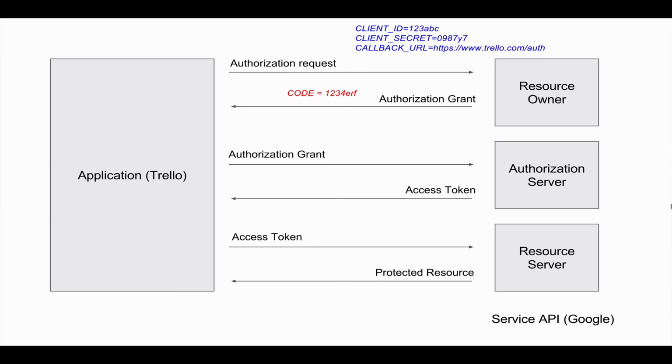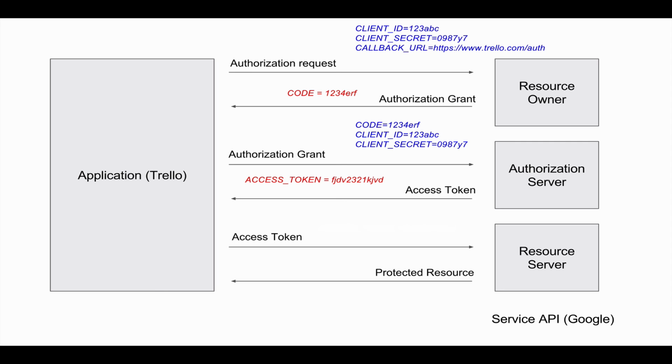Looking at the diagram, the next step is to contact the authorization server and request to exchange access tokens. The application, Trello, will make a call to the third party, Google's authorization server, passing along the authorization code, client ID, and client secret. If all of these details are correct, then the third party, Google, will respond with the access token.